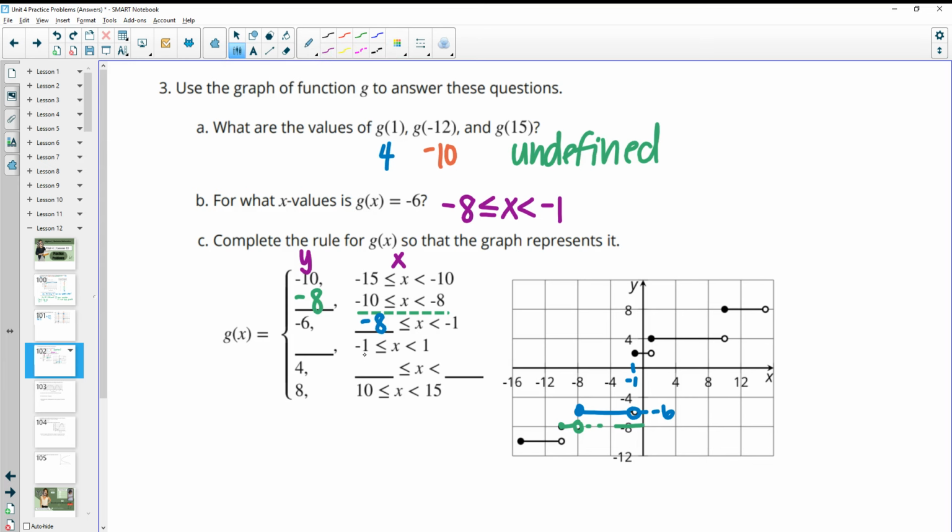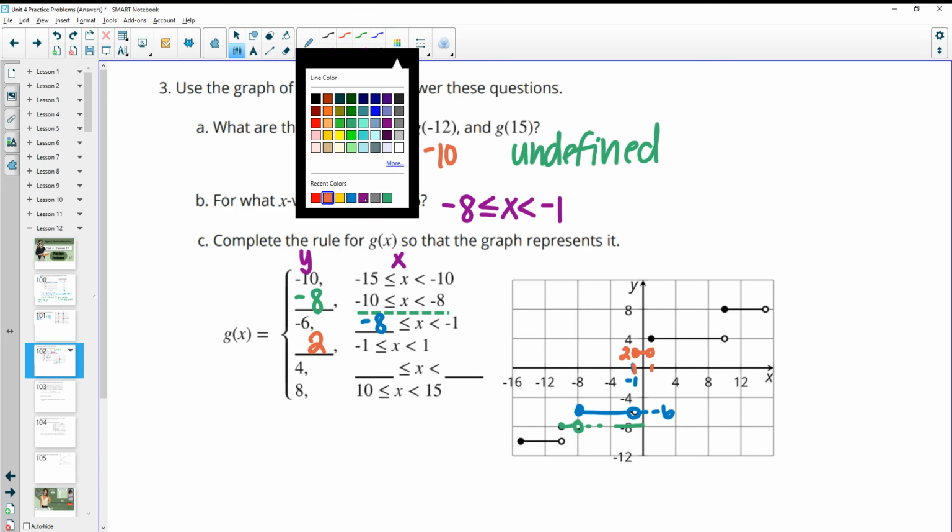Then the next one, we're going to be looking between x equals negative 1 and 1. So between these two x values, where is the graph? And so here's the graph, and that output value is at 2.